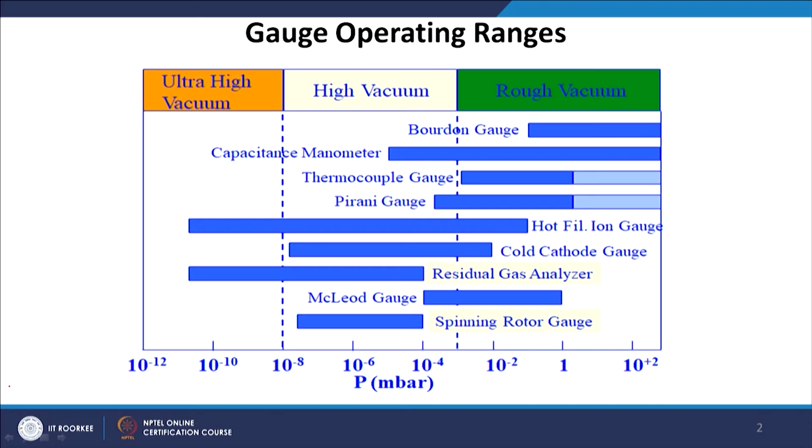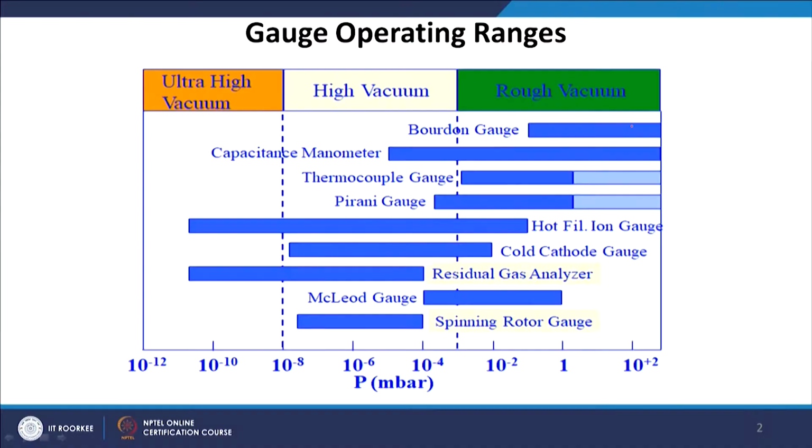There are some gauges which work in the rough vacuum range, some which work in the high vacuum range, and some which work in the ultra high vacuum range. Here in this chart we are showing the different kinds of gauges used for the different vacuum regions. For example, you can see the Bourdon gauge, which is used for the rough vacuum, and this is one of the oldest gauges. Then the capacitance manometer is used from the rough vacuum to the high vacuum.